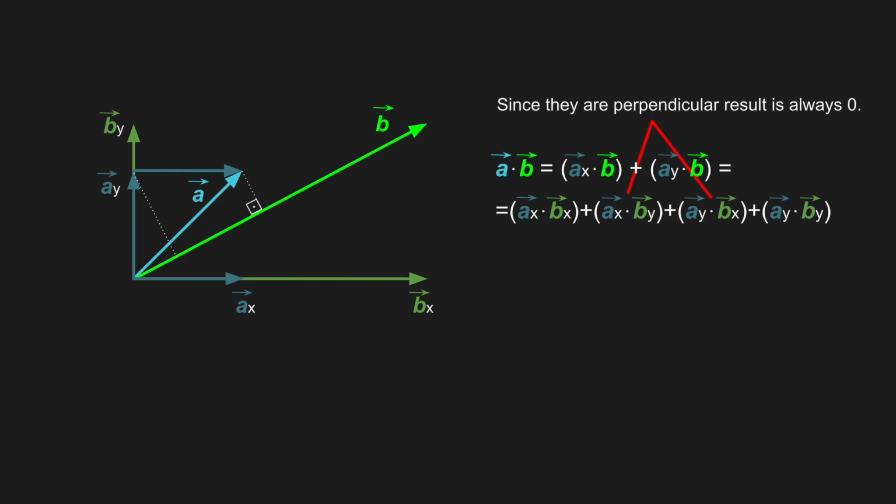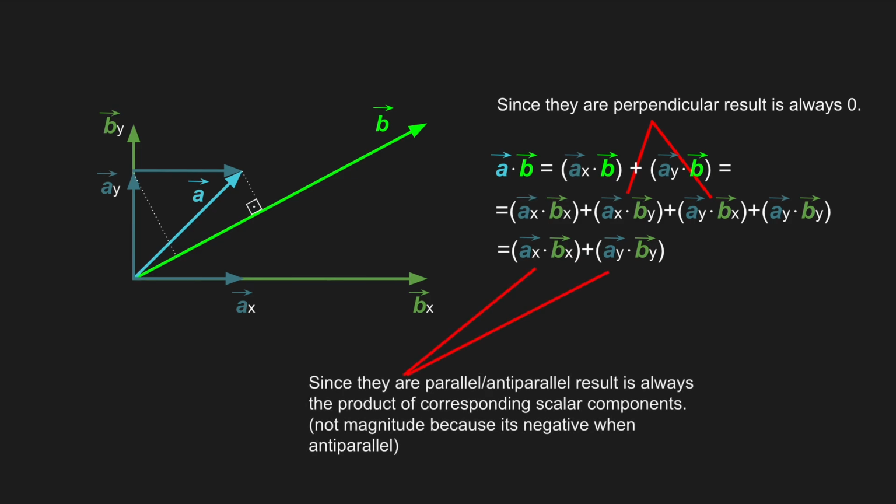Now, since two of these dot products involve one horizontal and one vertical component each, they are always going to result in 0. The other two dot products are always going to be parallel or anti-parallel, therefore their value is going to be equal to the products of the corresponding scalar components. This is because these scalar components are just scalar projections on the coordinate axes, so they are just magnitudes with a sign, making the result correct even if they are anti-parallel.